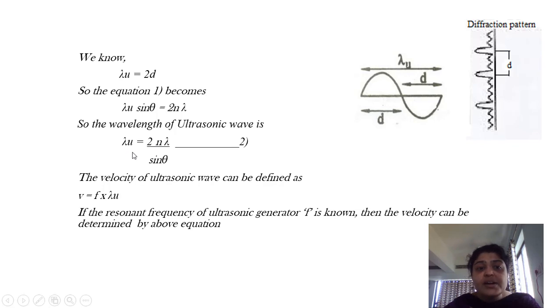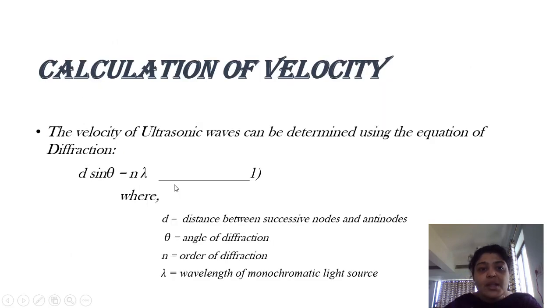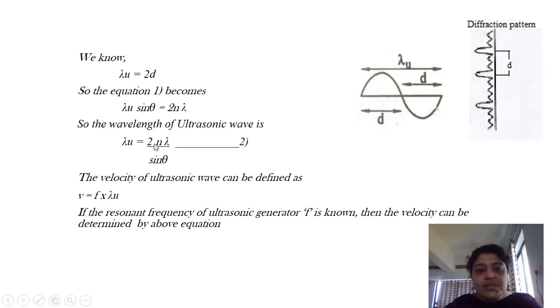The wavelength of ultrasonic waves can be determined from the diffraction pattern formed in the liquid, because it depends on n, the order of diffraction, meaning how many dots you see on the screen through the telescope, and it also depends on theta. This angle is theta, the angle of diffraction. So the equation is lambda u equals 2n lambda upon sin theta.